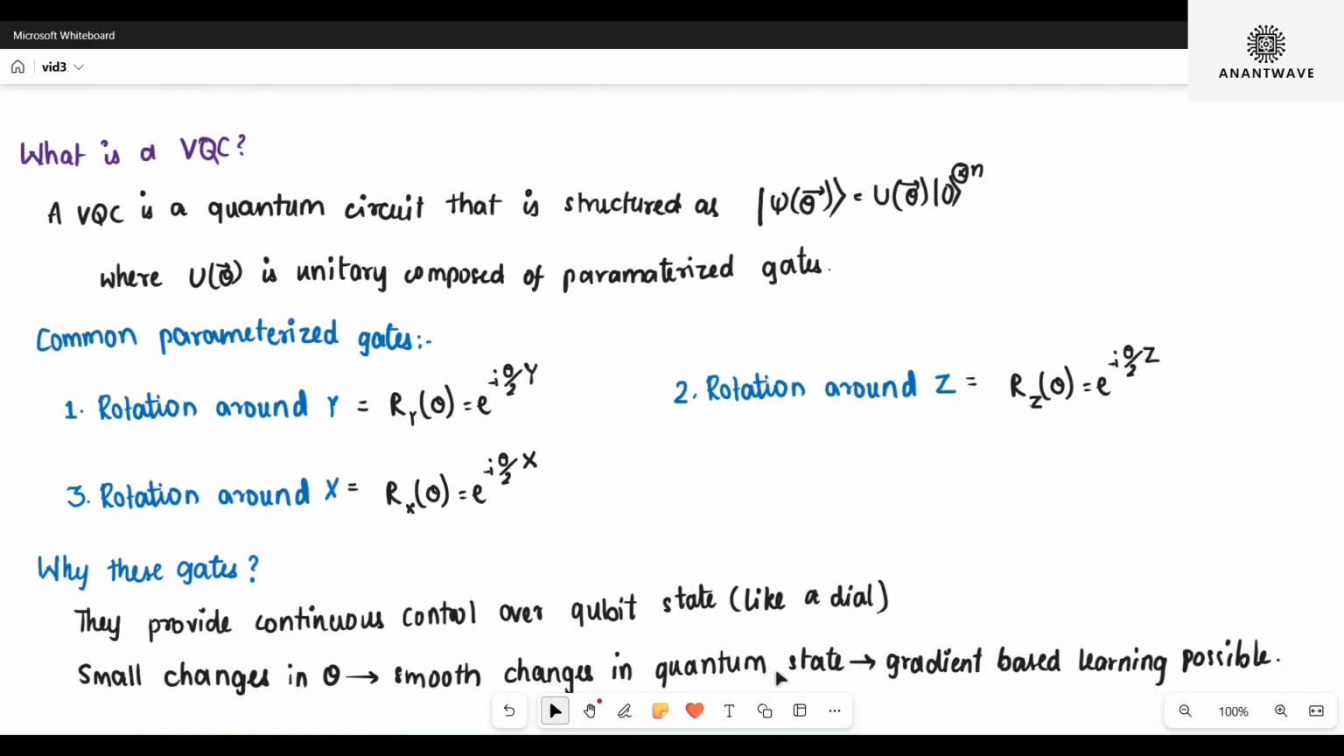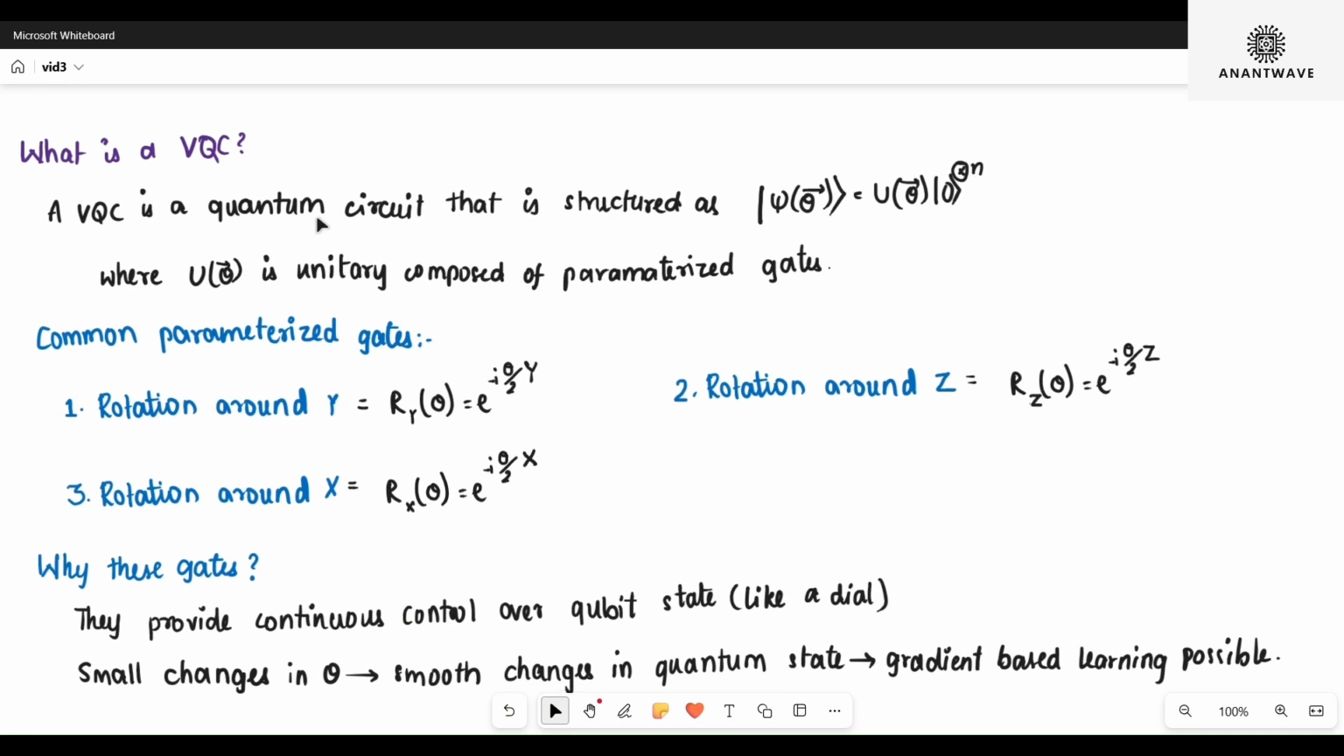Now let's see what is VQC and common parameterized gates. A VQC is a quantum circuit that is structured as ket phi of theta equals U of theta times the initial basis state, where U of theta is unitarily composed of parameterized gates. What are common parameterized gates? These are rotation gates, either rotation around x or y or z. Here we'll be applying rotation on theta, which is a parameter which will change according to the cost.